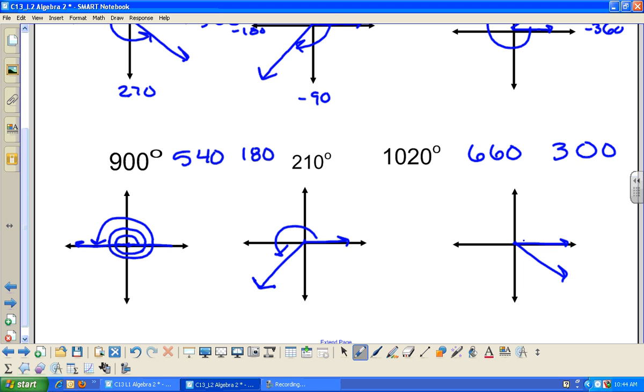Start on my initial side. One full circle will get me to 660. Another full circle will get me to 300. And then my final rotation goes to the terminal side.